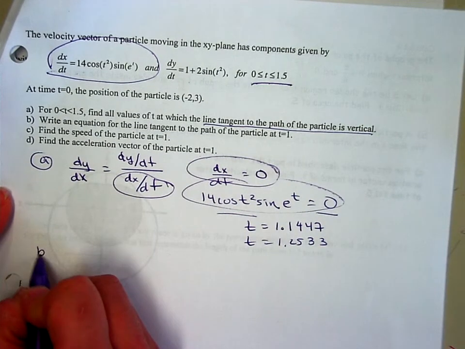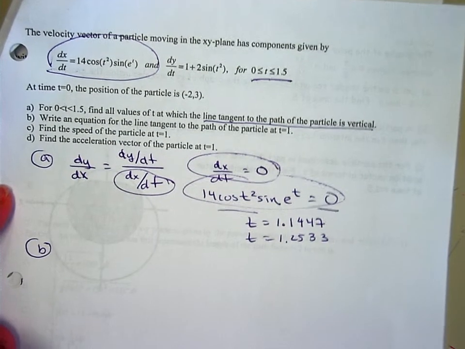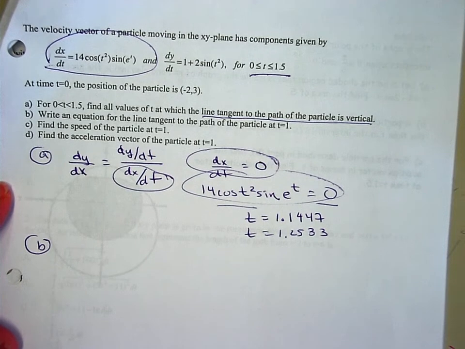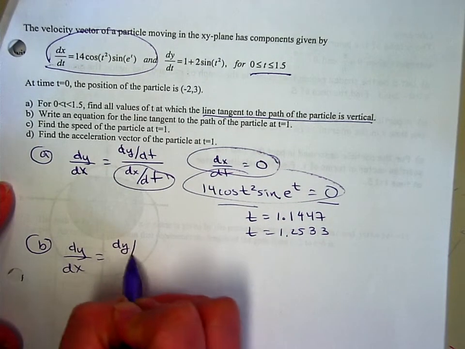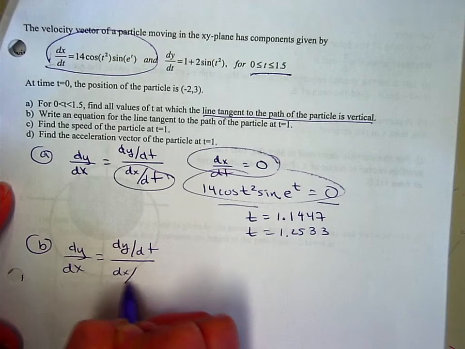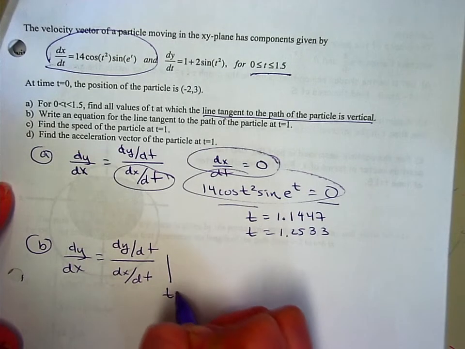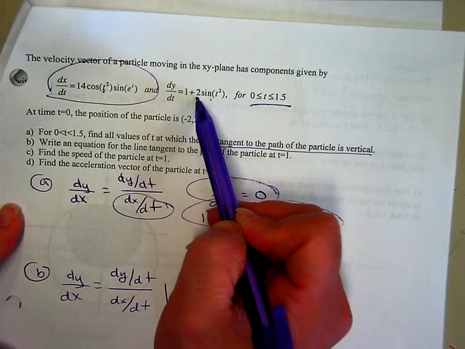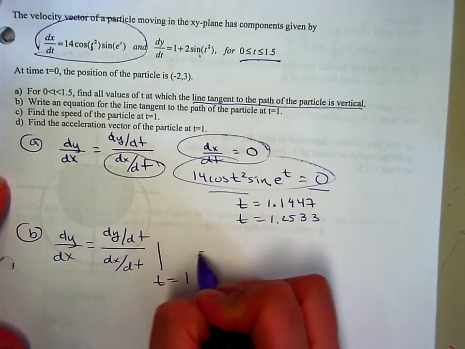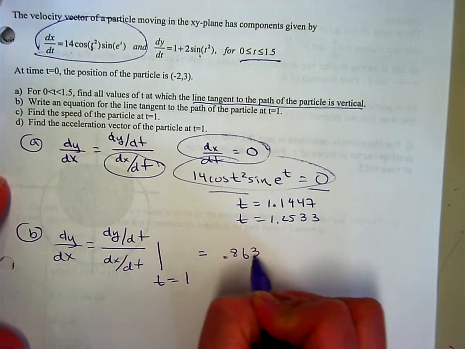Part B, write an equation for the tangent line. Okay, you should be thinking I need a slope, I need a point. Here's my slope, dy/dt over dx/dt. They want to know what happens when t equals 1. They give you both of these equations, type it into your calculator, plug in t equals 1. I get a slope of 0.86344.